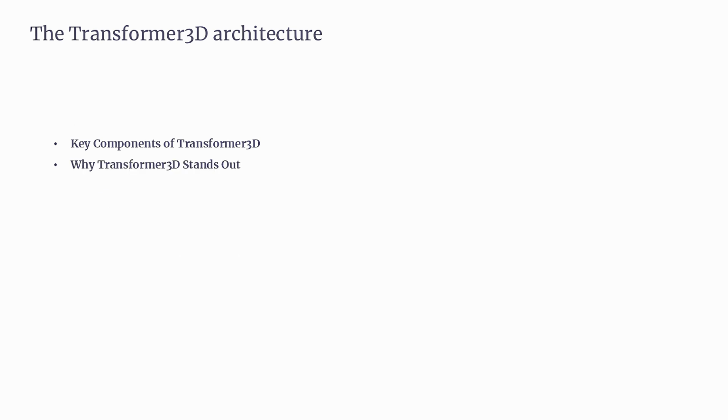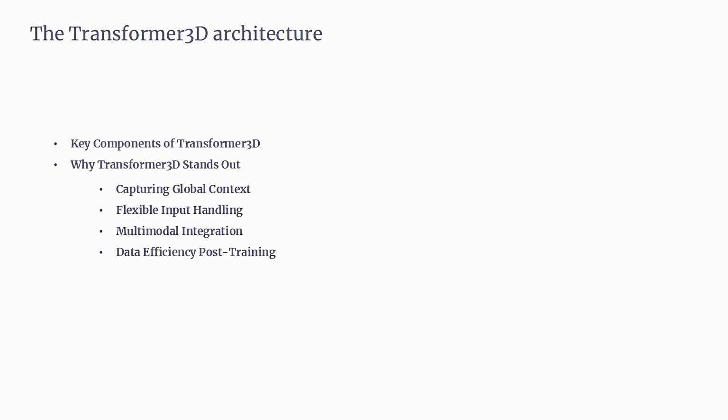The second. Why Transformer 3D stands out. 1. Capturing global context. It excels in understanding relationships between distant points, crucial for tasks like object detection and segmentation. 2. Flexible input handling. Unlike CNN, it can manage variable-sized and large inputs effectively. 3. Multimodal integration. It's adept at combining 3D data with other modalities, such as text or images. 4. Data efficiency post-training. While requiring large datasets to train, it is highly efficient once trained.